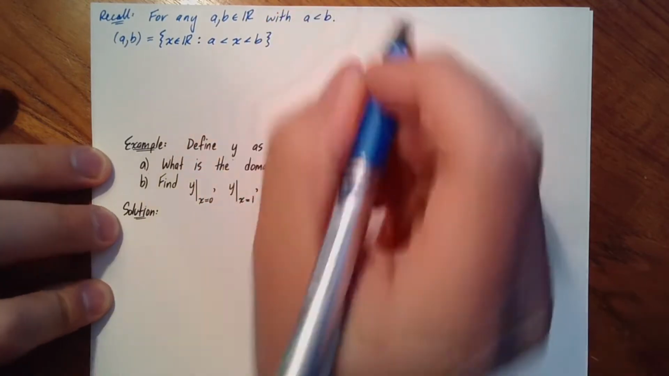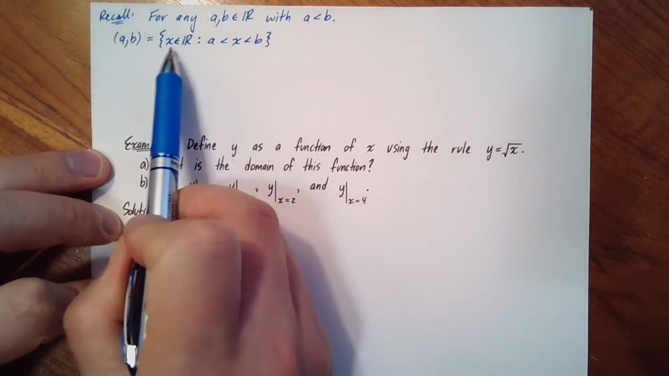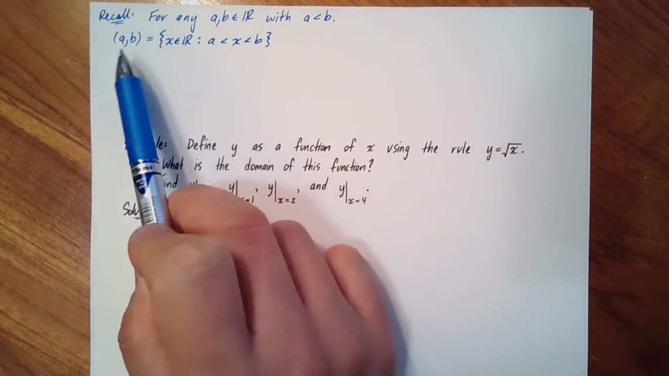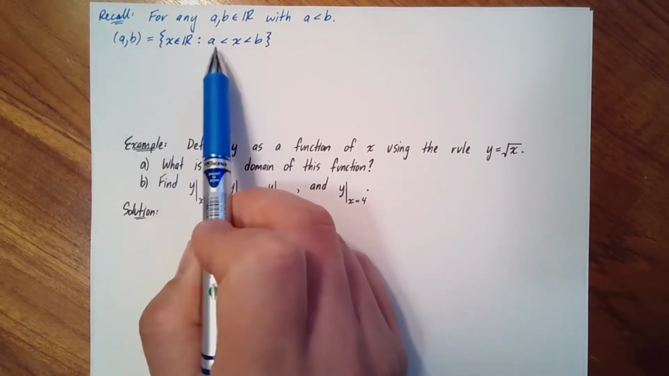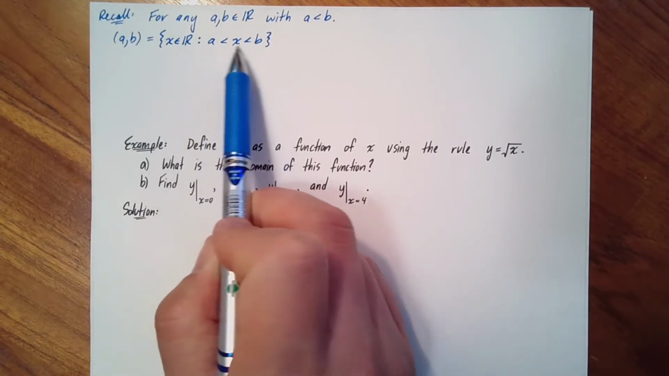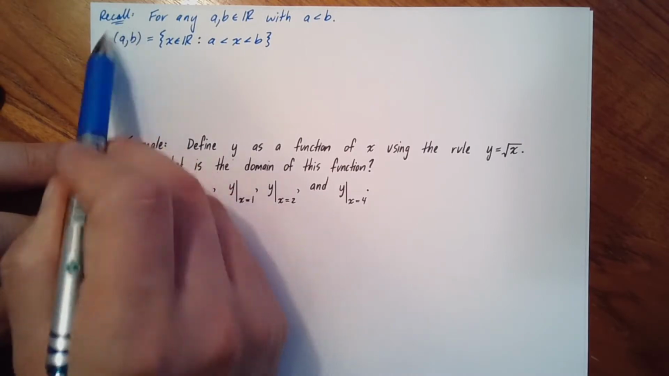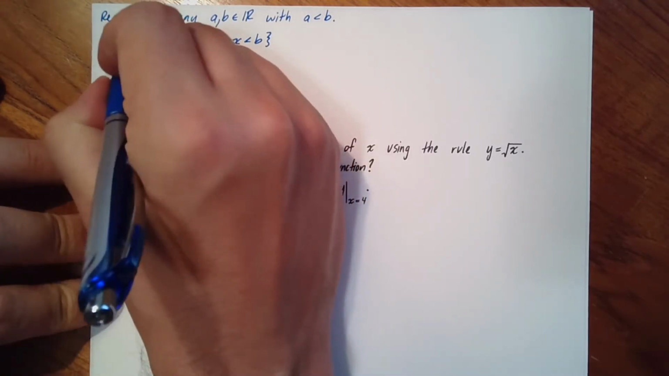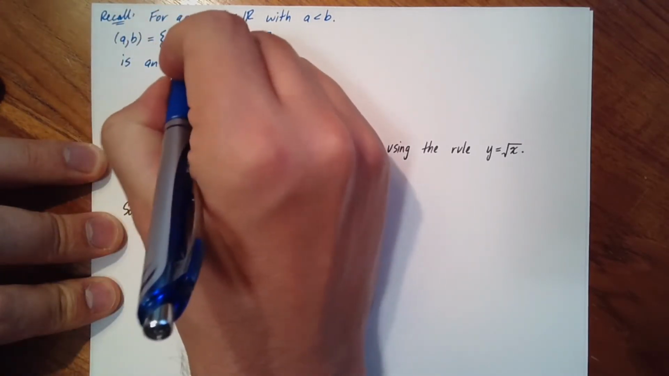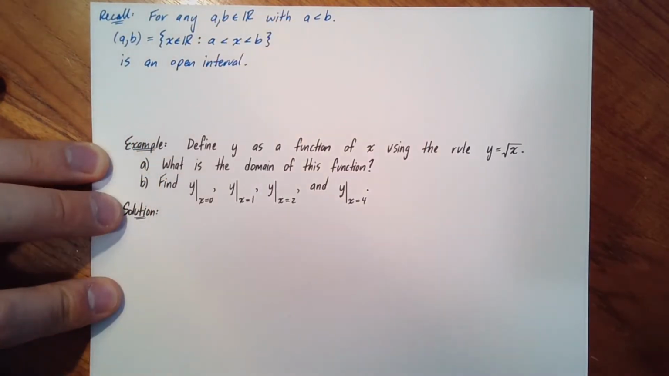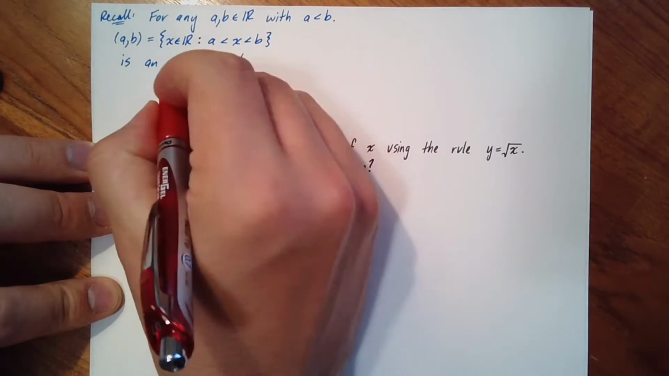In other words, it's the set of all real numbers x such that this criterion is true. So in other words, this is the set of all real numbers x such that x lies strictly between A and B. That's the definition of what this notation means. So this is called an open interval. Okay, so let's underline that because that's a definition.